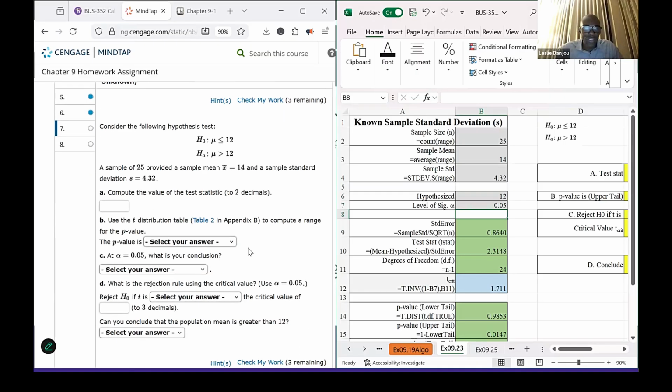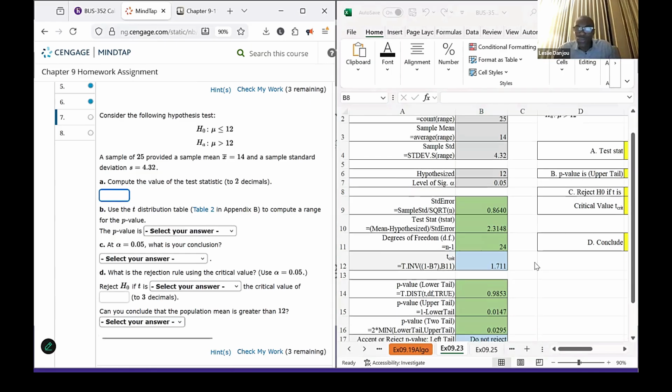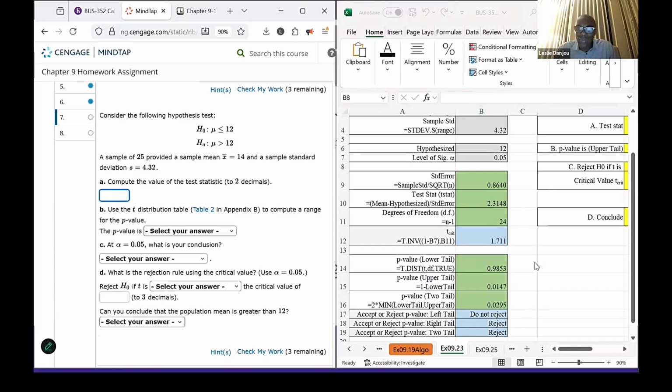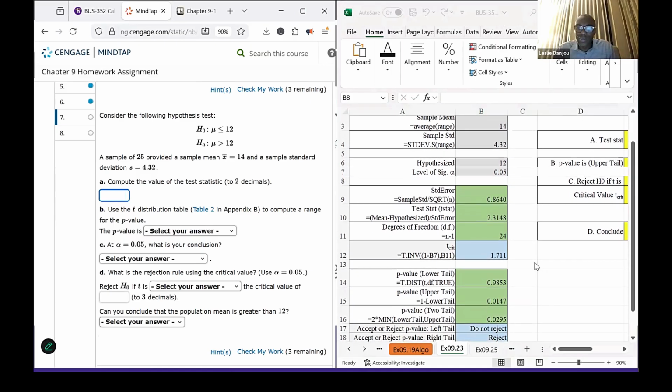So on this first one, on this guy right here, compute the test statistic. How do you compute the test statistic? All you're looking for in here is the test statistic. So I'm going to scroll down. Where's my test statistic?